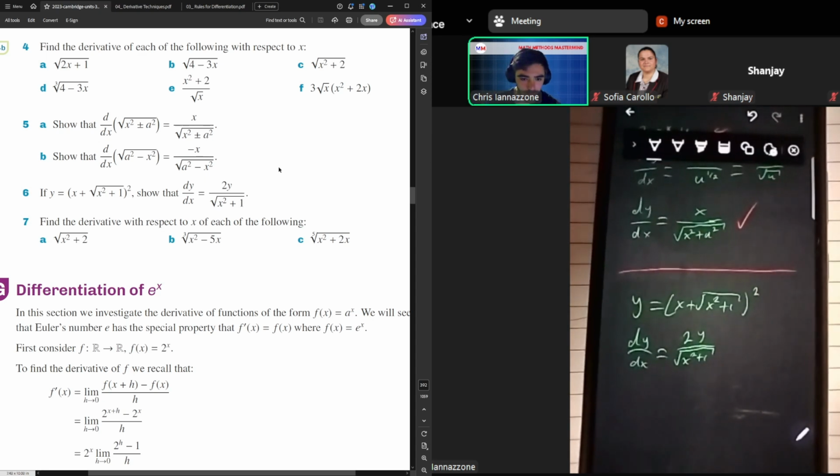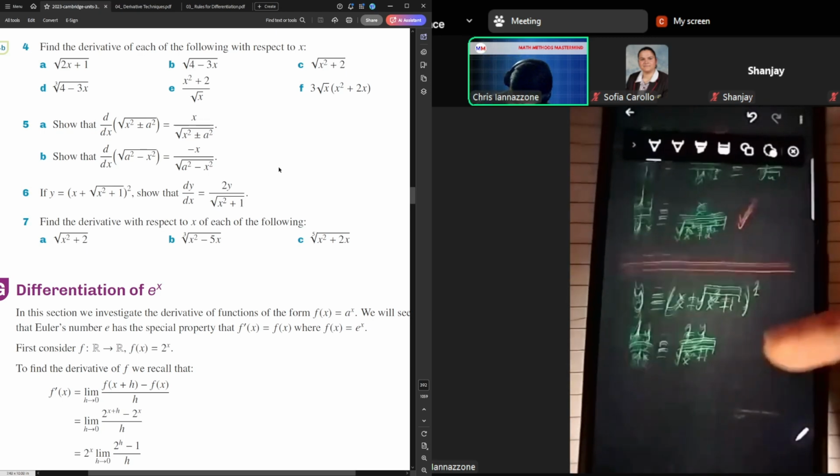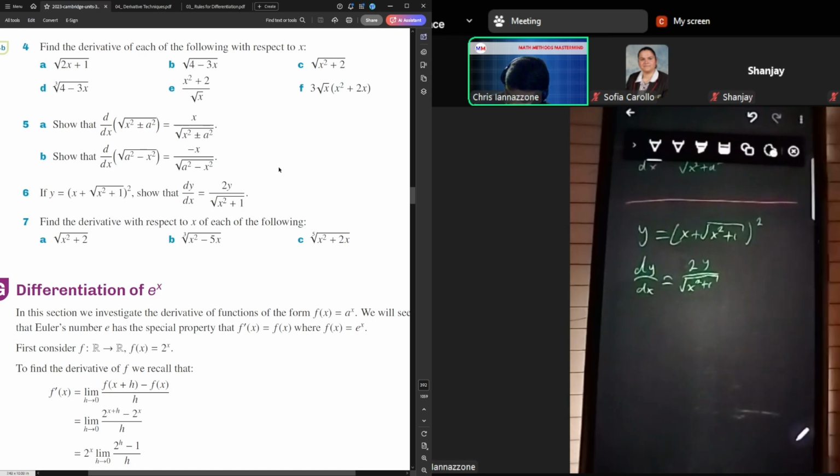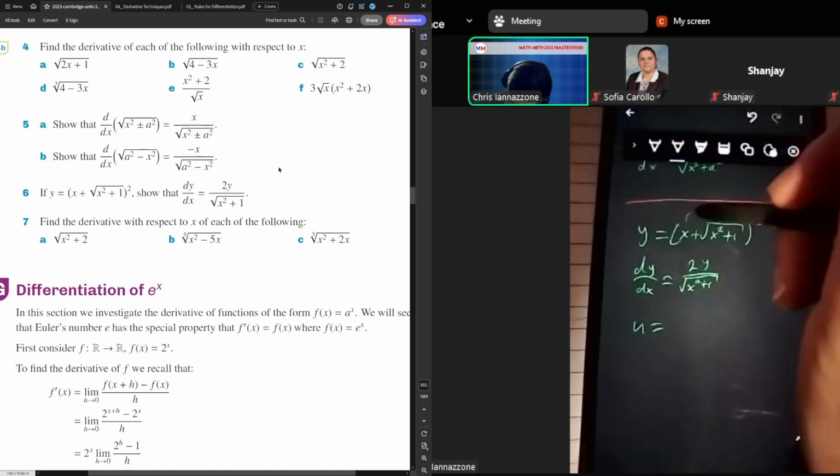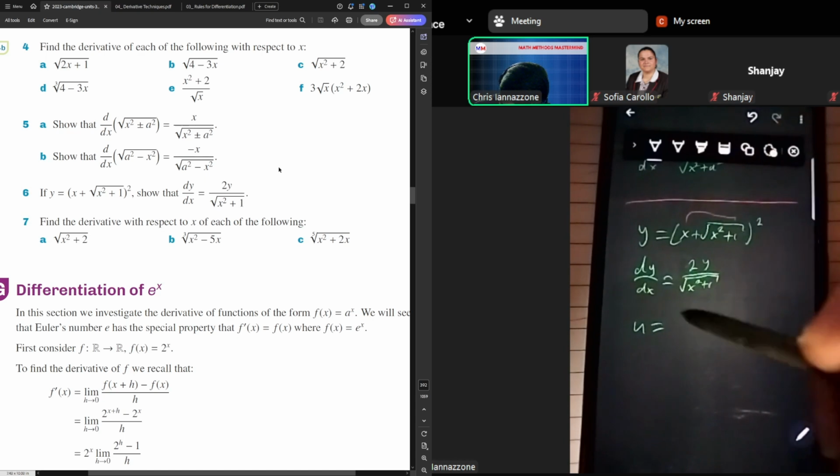I'd say don't worry about the y that's in there necessarily right now. There will be a way to get it back in there. Let's start with our basics, which is, well, what? How do we start off every chain rule? We substitute. We take whatever's inside our brackets, and we replace it with a variable. u is equal to x plus square root x squared plus 1.